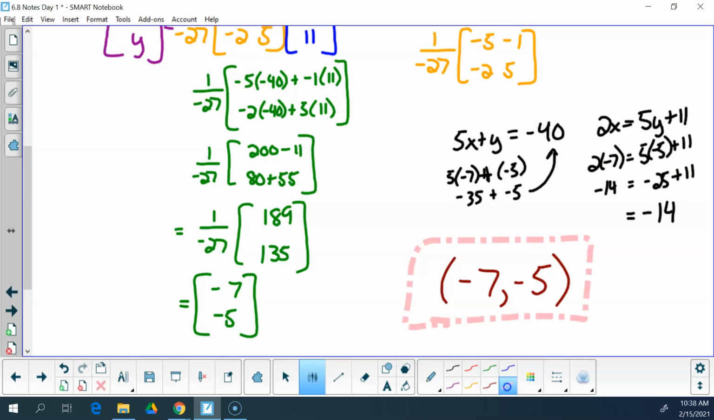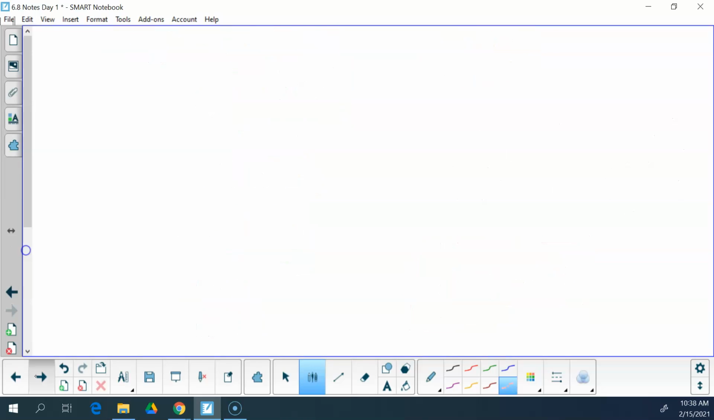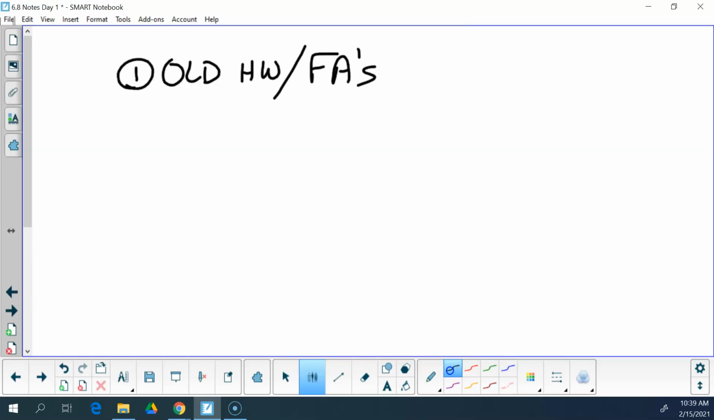Love it. Thumbs. Cool. So, what do we got? We've got old homeworks and old formatives. Priority number 1, get those done. Priority number 2, week, I think it's 23 this week, isn't it? Yep, week 23's worksheet, you can start.